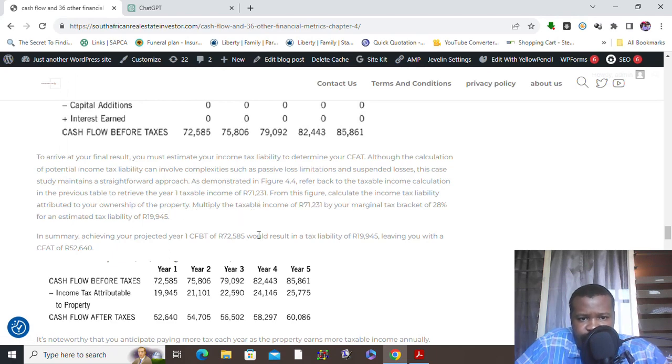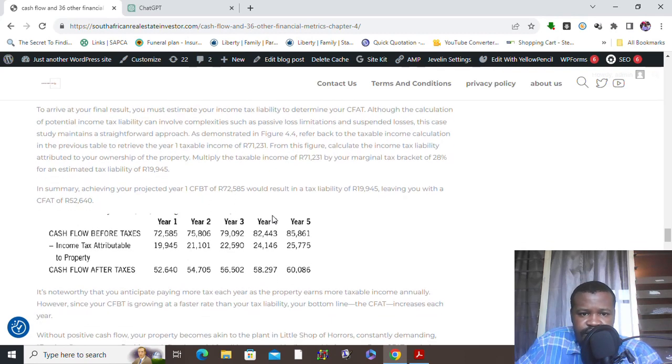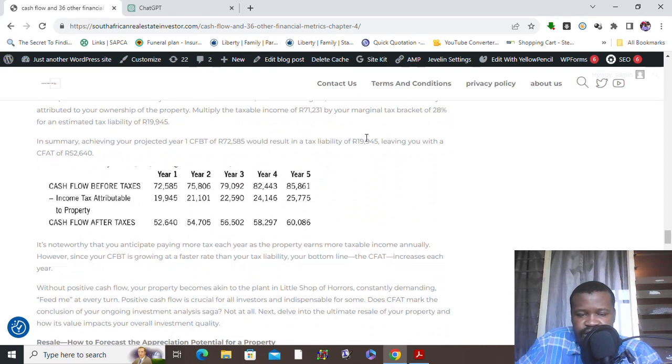Multiply the taxable income of 71,000 by a marginal tax bracket of 28% for an estimated tax liability of 19,945. In summary, achieving your projected cash flow before taxes of 72,000 will result in a tax liability of 19,944, leaving you with a cash flow after tax of 52,640.